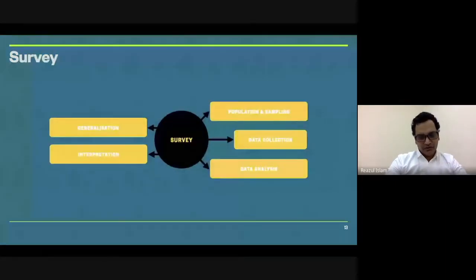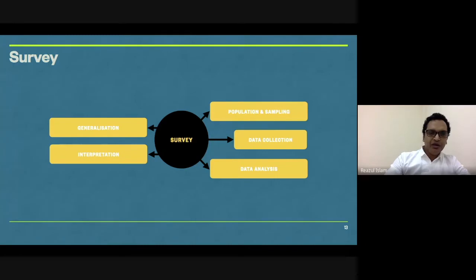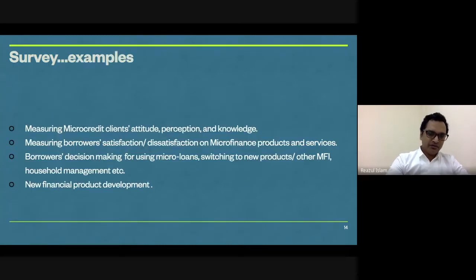So survey method, in the quantitative research world, is the most popular one. Here we try to explore the real world. So we define the population and we define the sample size, collect data, do data analysis, interpretation, and generalization. Survey method is very popular in business research. So I think everybody knows about it since it is very common. But this survey method can extensively be used in microfinance, in poverty research as well.